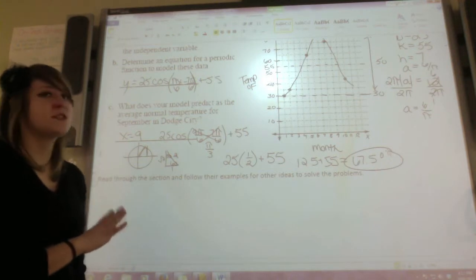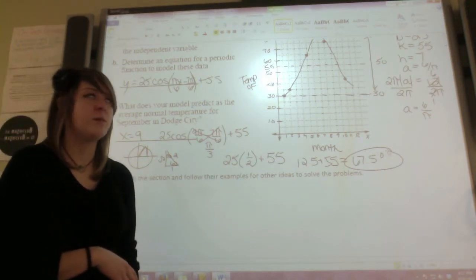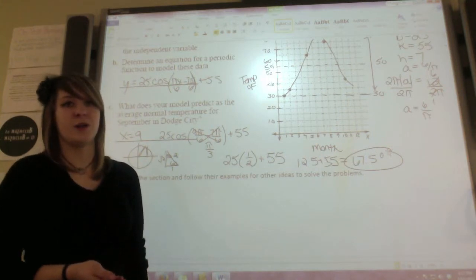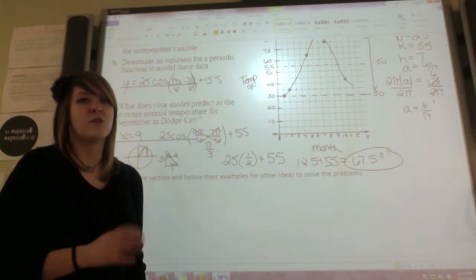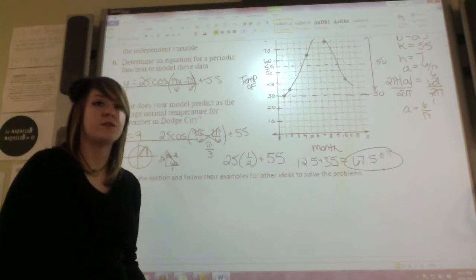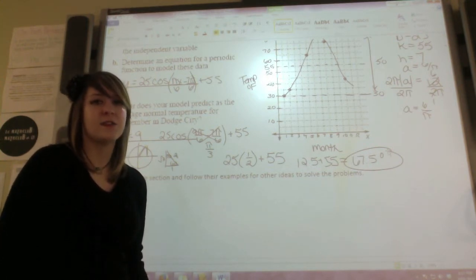So this is just an example of one modeling problem. You're just going to apply the same strategies to all the other modeling problems in the section. And remember that it's really not that bad once you can find the amplitude, period, phase shift, and vertical shift. And that's everything for section 10.